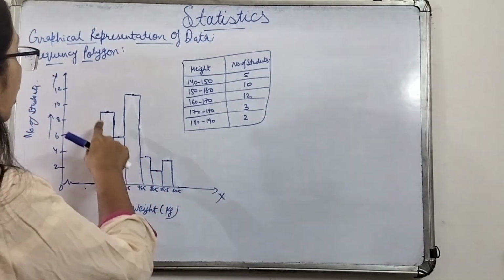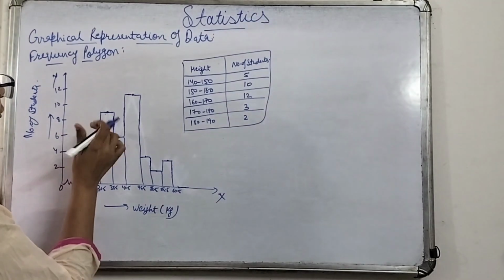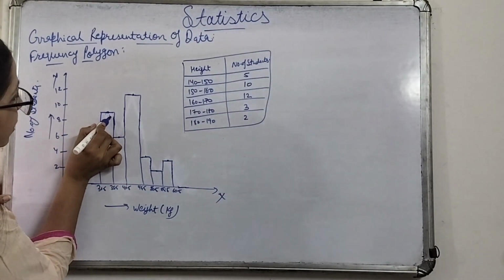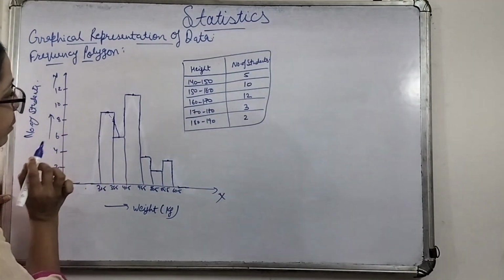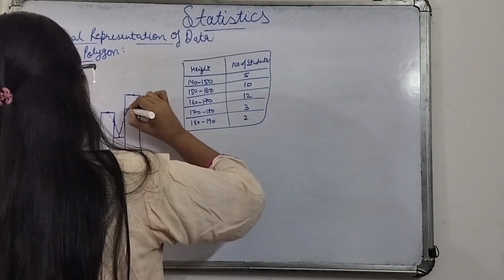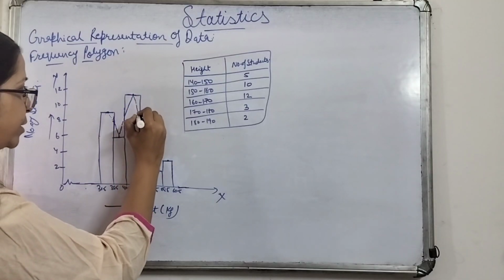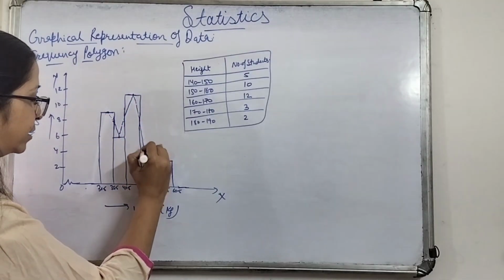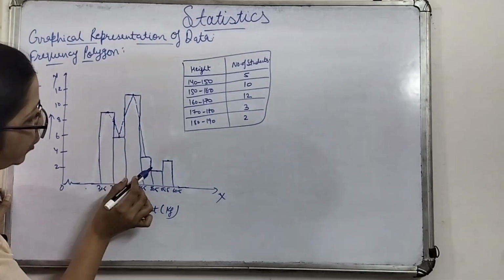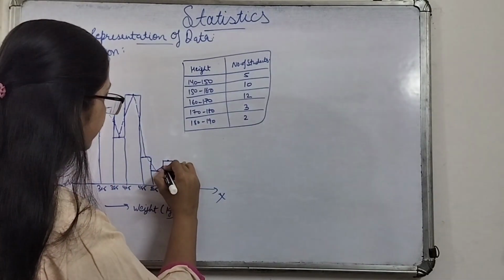Now we will be joining these points by line segments. I'll be joining the points of every pair of adjacent rectangular bars. This point will be joined with the adjacent bar's midpoint, then this point will be joined with the next adjacent bar's midpoint, and this will be joined with this.